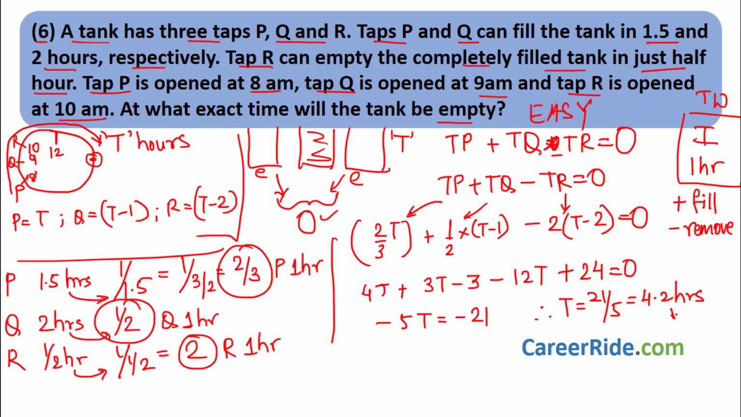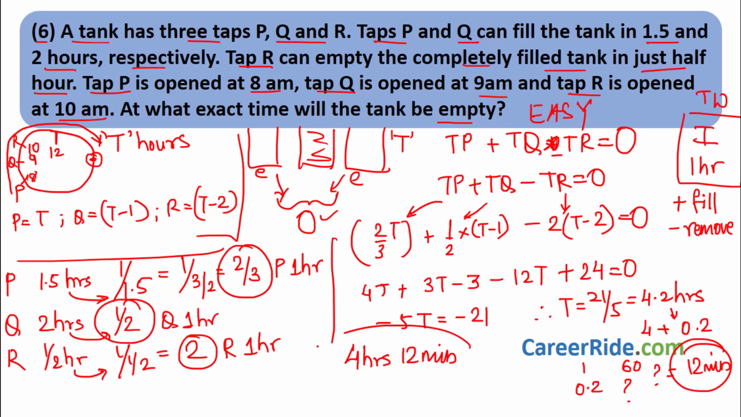4.2 hours is nothing but what? 4 hours plus 0.2 hours. Let's find what 0.2 hours is. 1 hour is 60 minutes. So how much is 0.2 hours? It is simply 0.2 into 60, that is 12 minutes, right? So the tank would be emptied 4 hours 12 minutes after P was on.